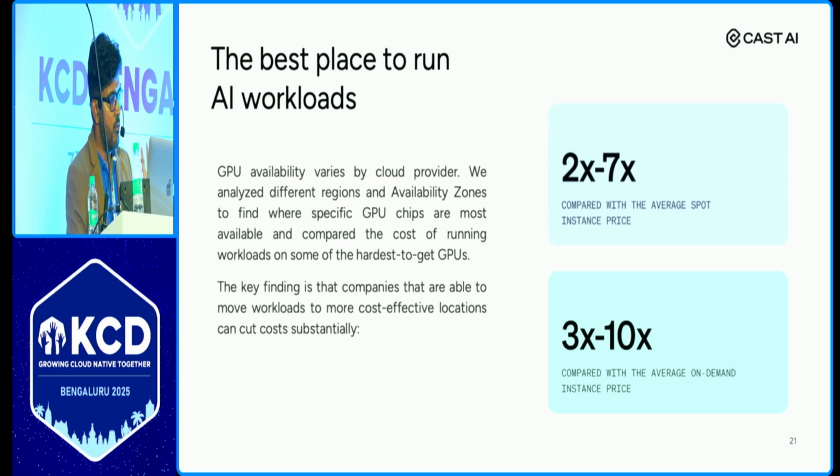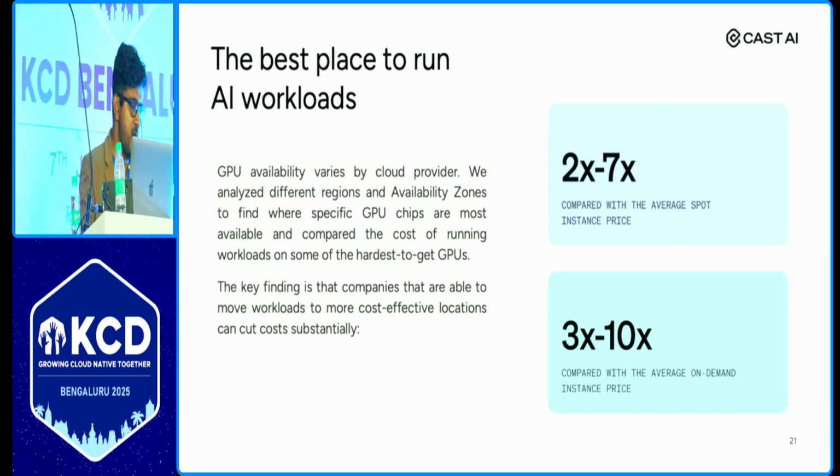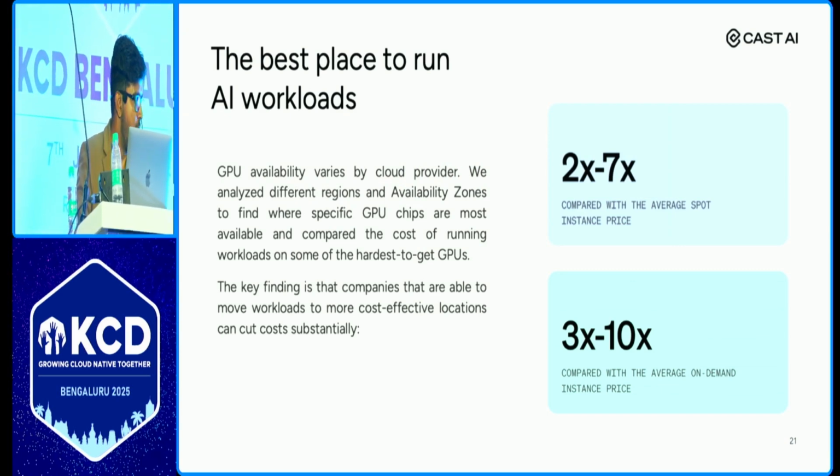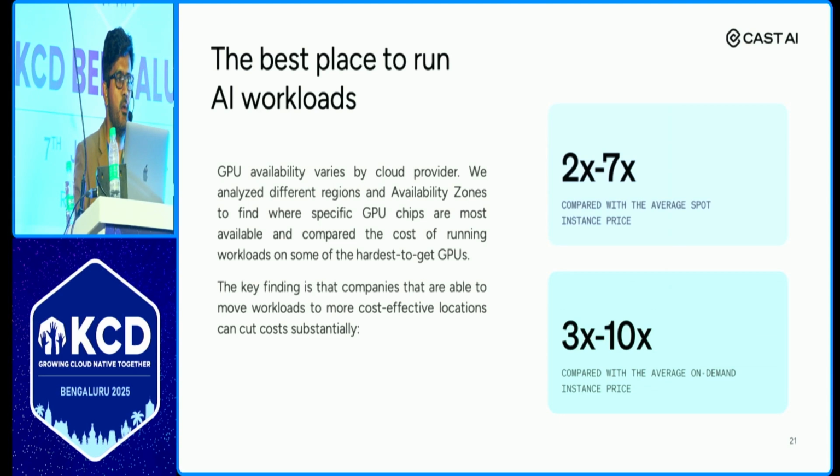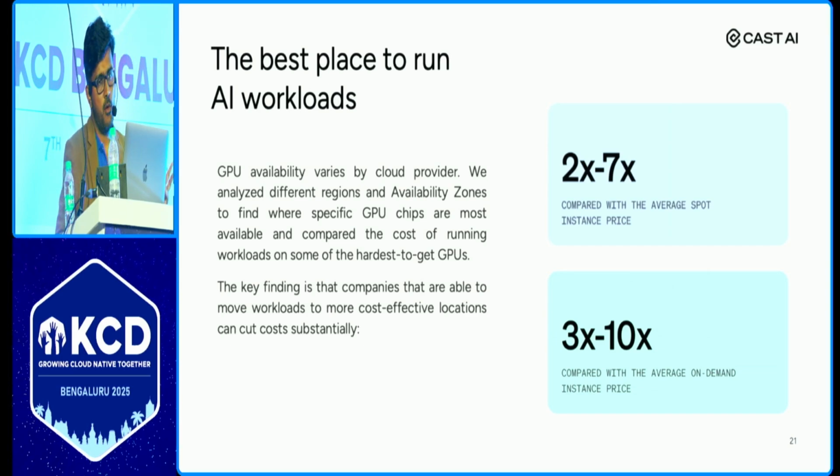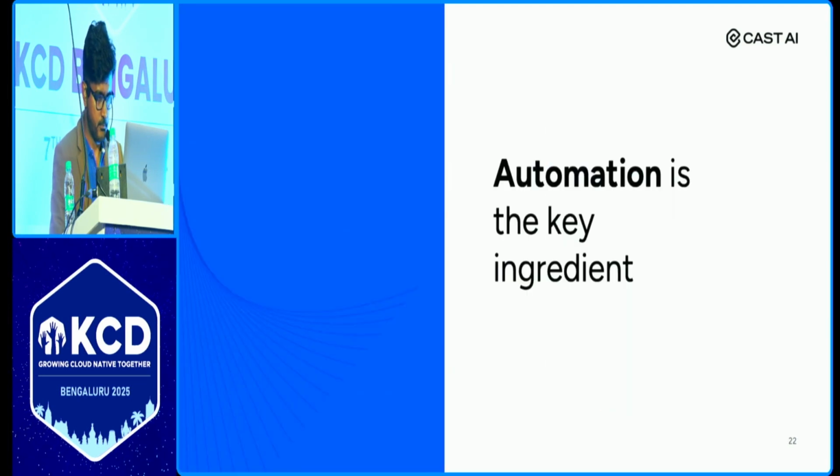So what is the best? What is the outcome? If you are data driven and you have the knowledge, you use the automation, you can get the benefit of running GPU somewhere between 2x to 7x, compared to the on-demand price which you are paying as of now. So that's the impact of the automation. And we all discuss, this is the key. Who is doing this? It's by automation.